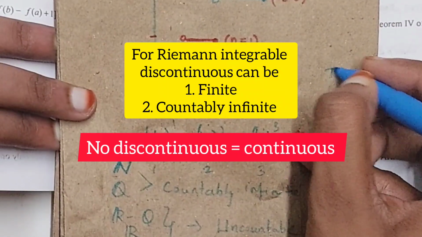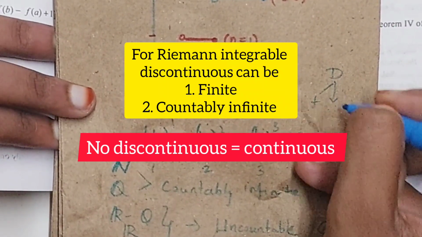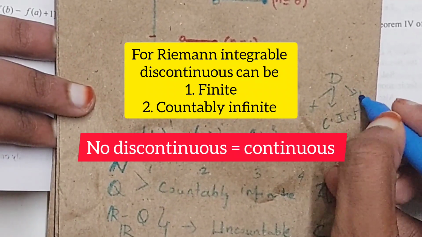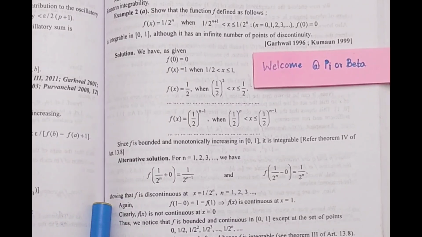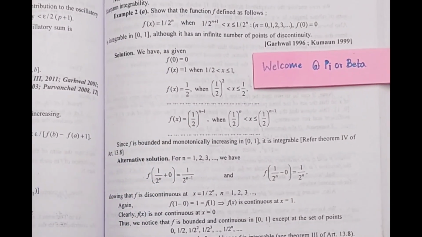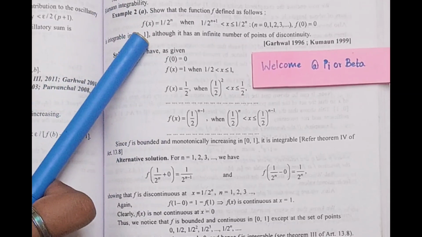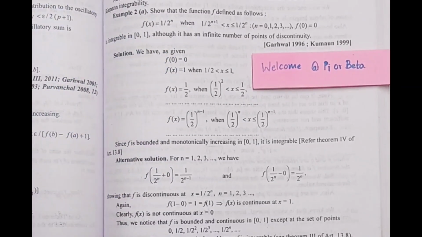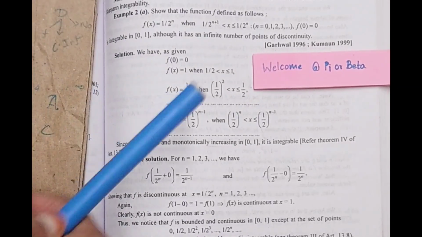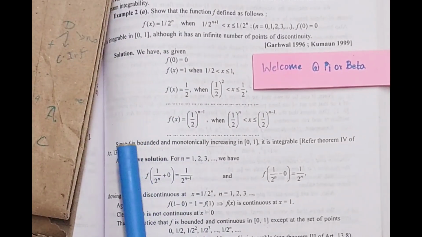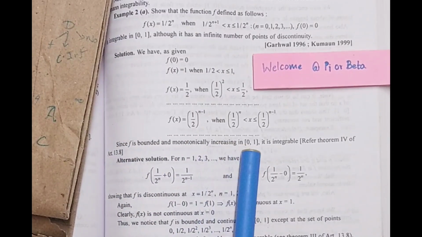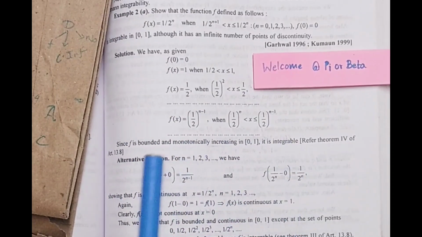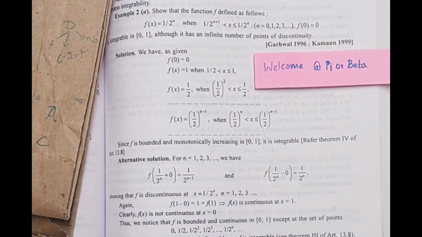So discontinuities can be finite, can be countably infinite, or there won't be any discontinuities. So here the discontinuities are countably infinite. So it is Riemann integrable. Okay, firstly we will see how this step function is being made, so that you have this graph right now. So you can visualize this, and you have to say that if it is bounded and monotonically increasing in 0, 1, it is integrable. So it is bounded plus monotonic. This implies it is integrable. So this is one of the main points that you have to note.